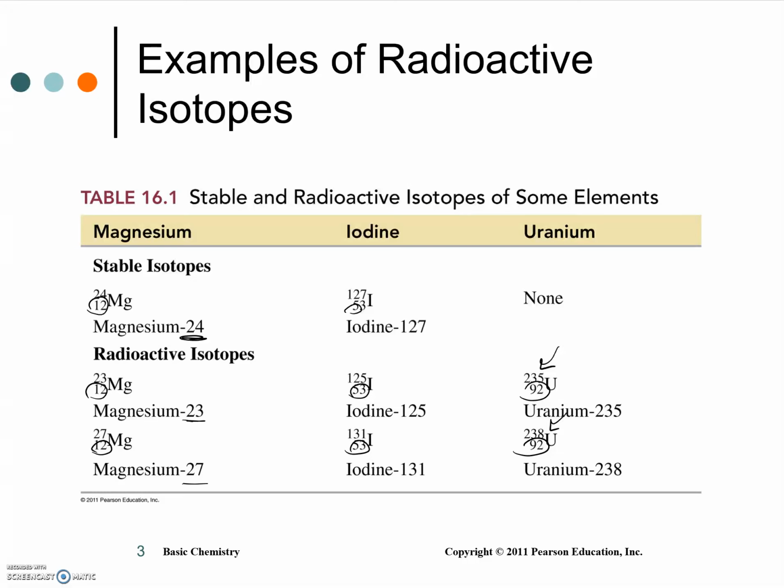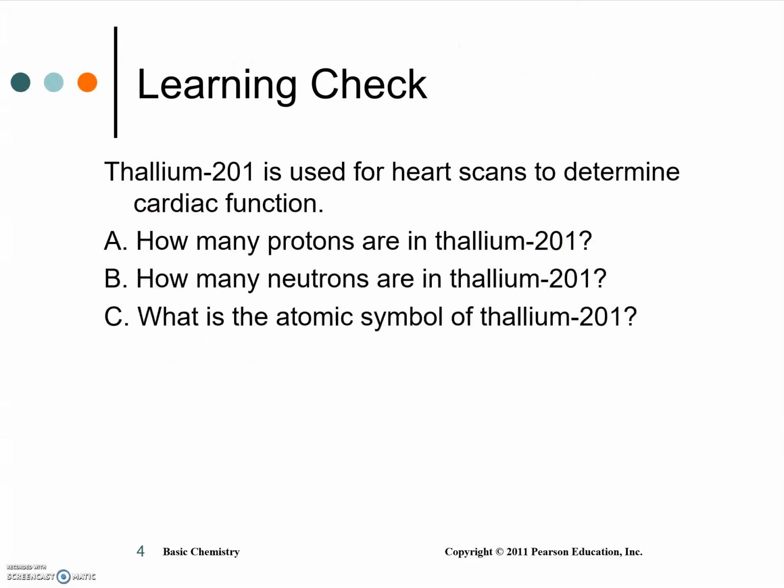So make sure you pay attention whenever you are writing this, that you have your atomic number being the exact same. The only thing changing is your mass number. So let's take a look at thallium 201. It's something that they use in medicine for heart scans to determine if the heart is functioning properly.